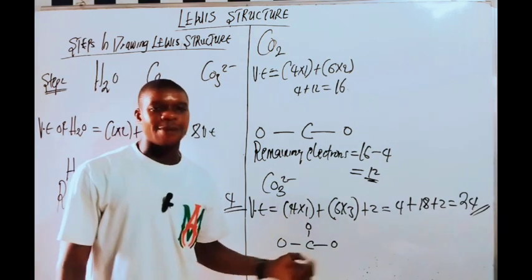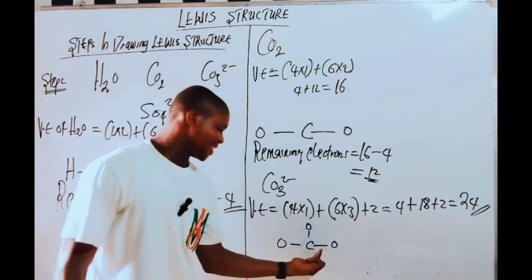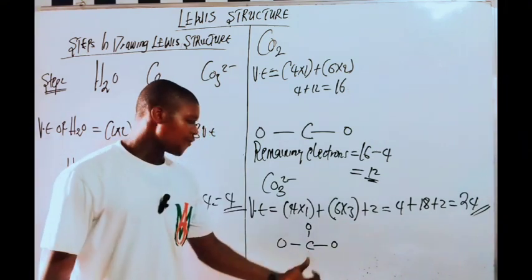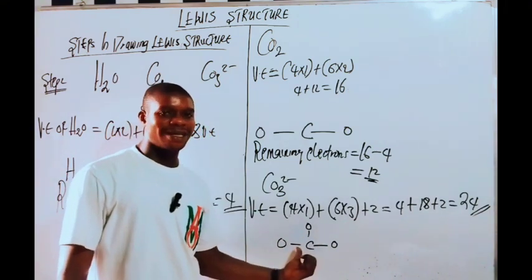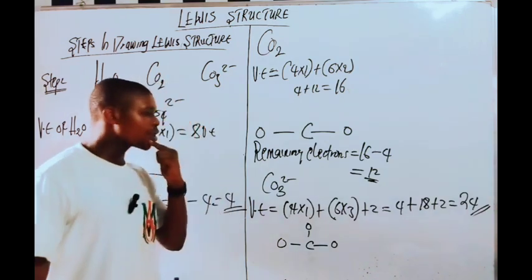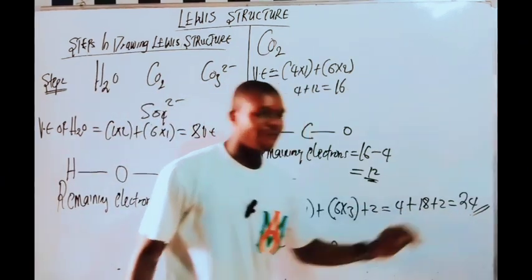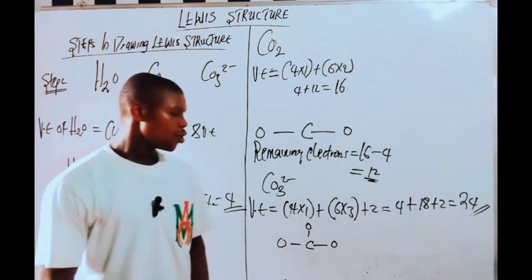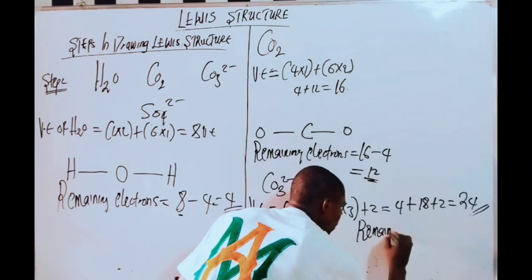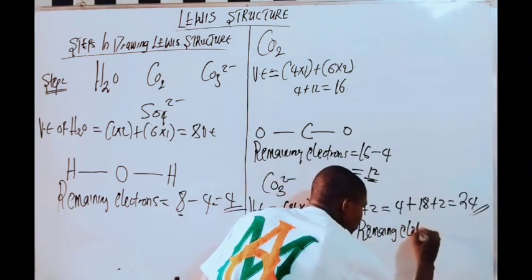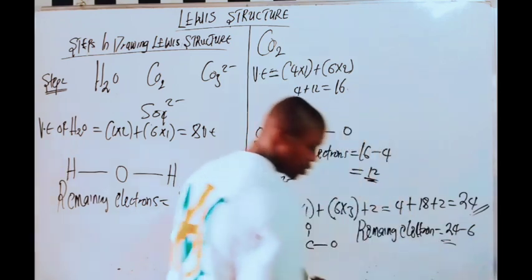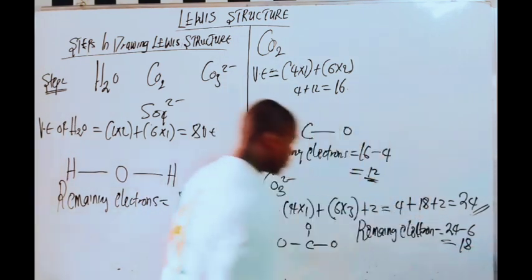So how do I get my remaining electrons? Remember, I have 3 bonds, and 1 bond contains 2 electrons, so that is 6 electrons. It means that out of the 24 electrons, I have used 6 electrons. My remaining electrons are 24 minus 6, which is 18. Can you see that?